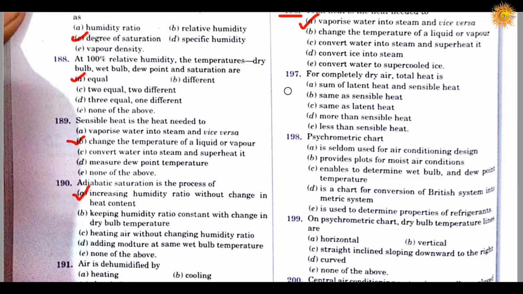Question number 197. For completely dry air, total heat is option A, sum of latent heat and sensible heat. Option B, same as sensible heat. Option C, same as latent heat. Option D, more than sensible heat. Option E, less than sensible heat. Correct answer is C, because same as latent heat.